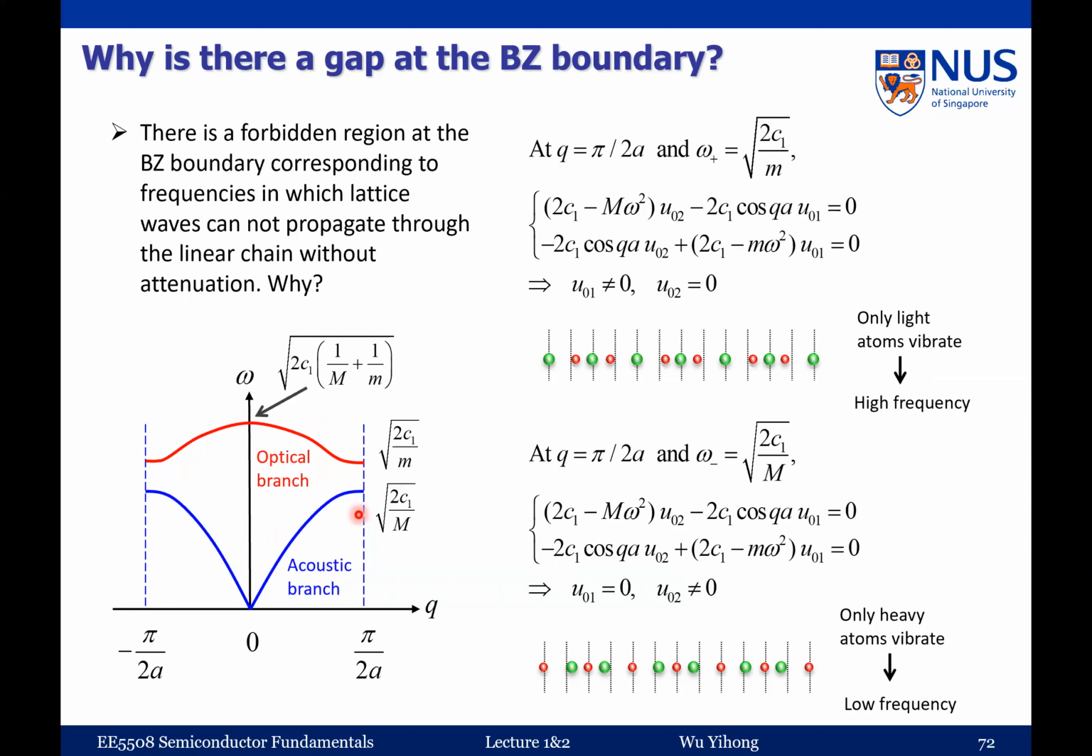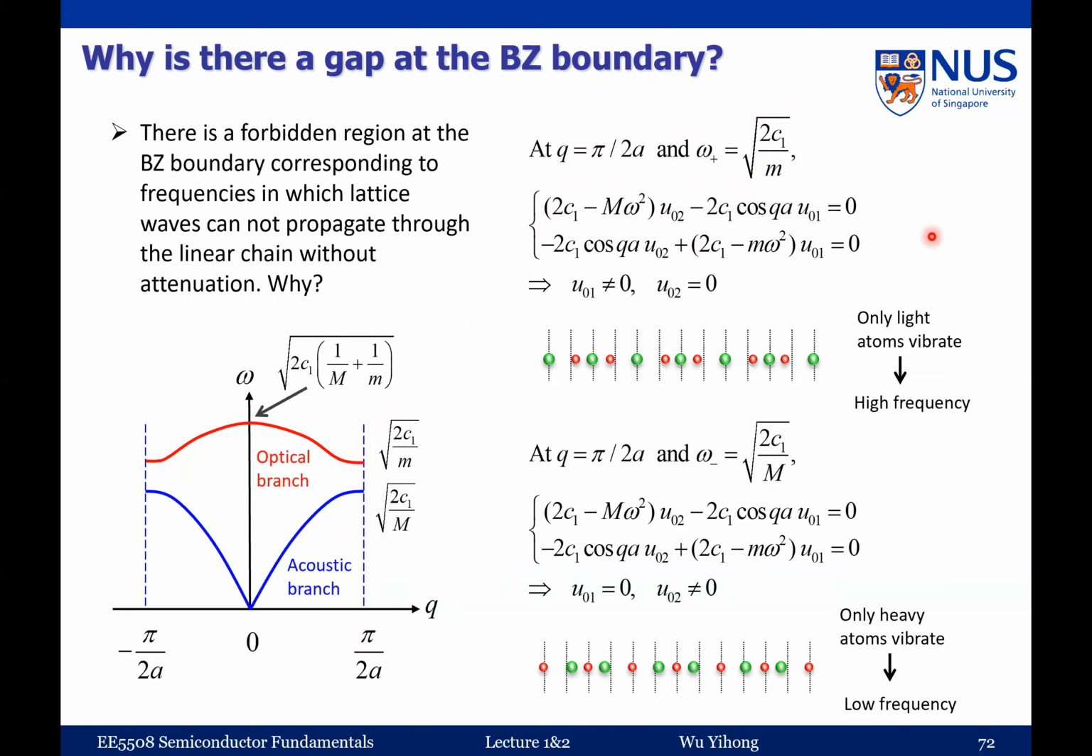So why is there a gap here? Now we look at what happens at the boundary. For example, we look at this red boundary first. So q is pi over 2a, so this is one, right? And then we can see that this omega plus is basically the minimum of the optical branch, which is given by this. So now if we substitute this in here, you see what happens, okay?